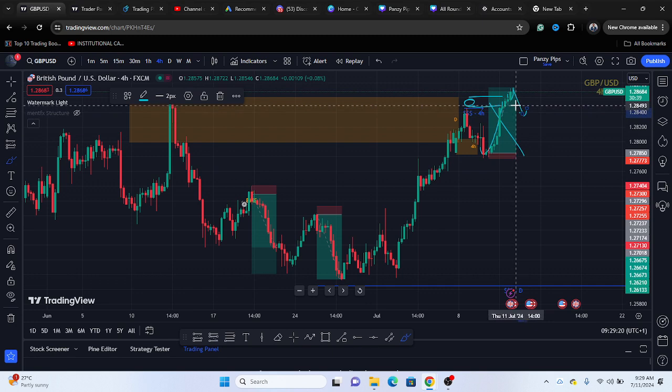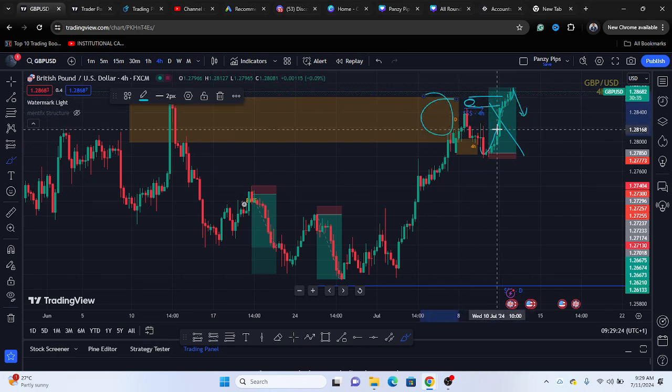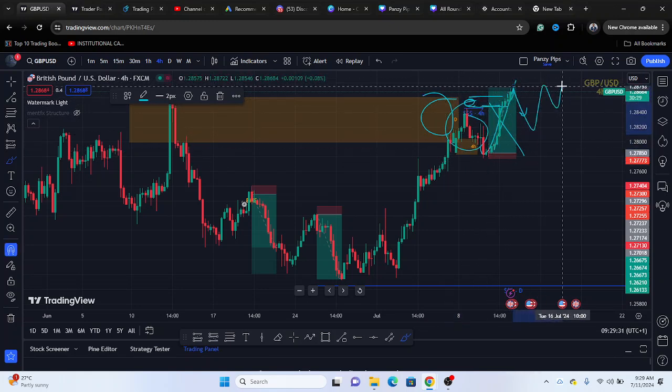But if it doesn't, if it comes back to close within our zone, then we know that we'll still have a daily zone valid. But if on the other hand it breaks above, we know that the bearish perspective is upset and we begin to look for bullish setups here.